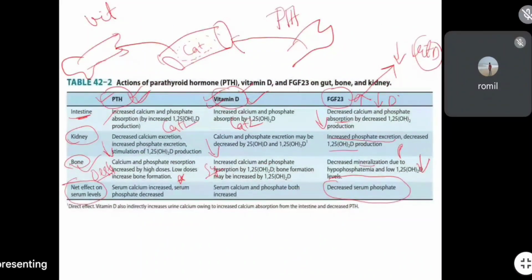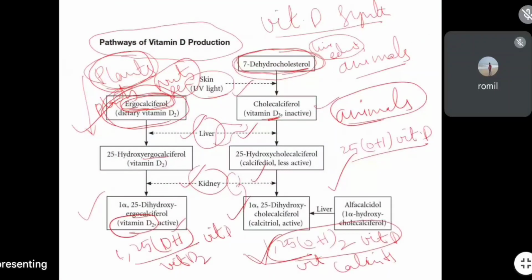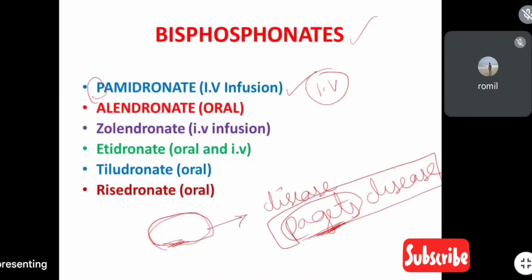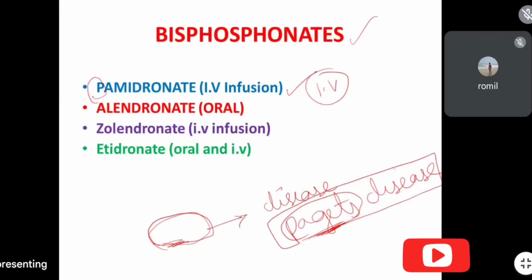We have also seen some basic physiology of PTH, vitamin D, and FGF23, and their actions, the vitamin D synthesizing process with its two pathways from plant sources and animal sources, and other concepts. So these are the different concepts about bisphosphonates. I think you learned something from this lecture.